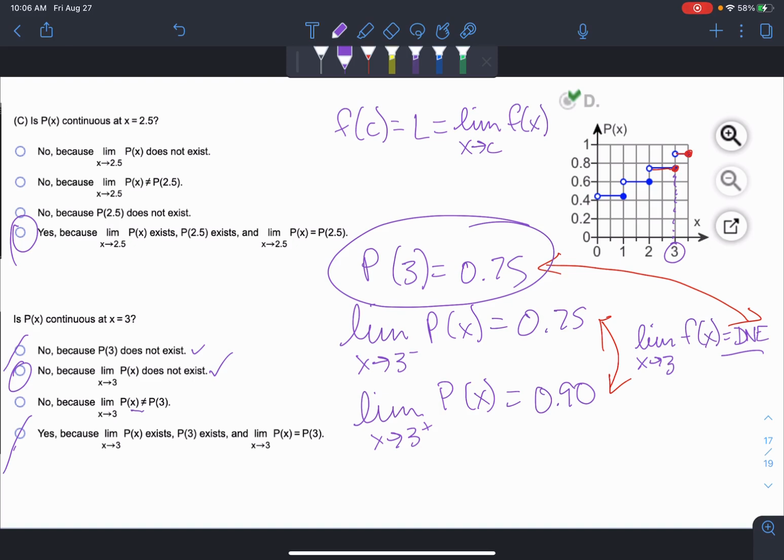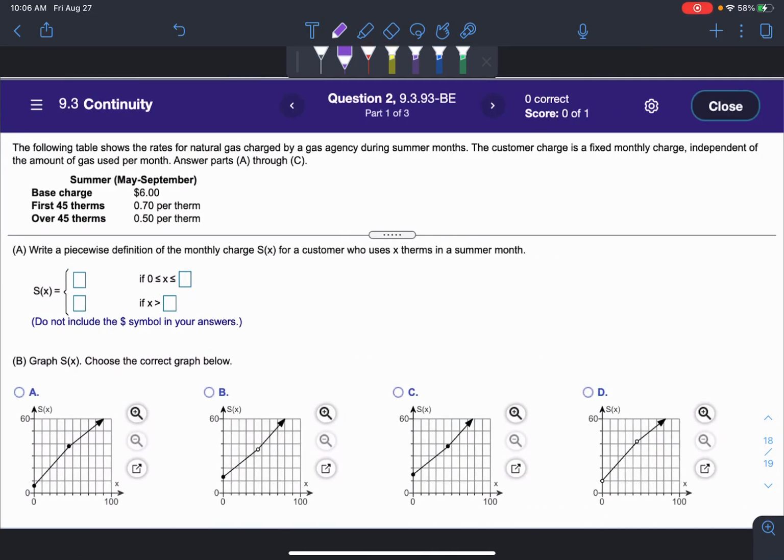Okay, so moving on, our last application problem. So we have a table that shows the rates for natural gas charged by gas agencies during summer months. The customer charges a fixed monthly charge independent of the amount of gas used per month. Okay, so we have a base charge of $6, and then for the first 45 therms, we have 0.70, so suppose that's 70 cents, right? And then 50 cents if we're over that 45.